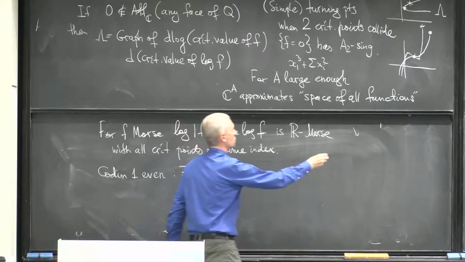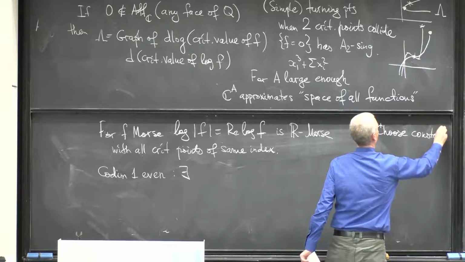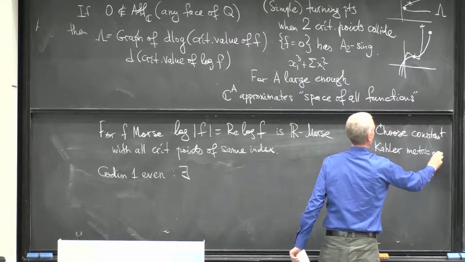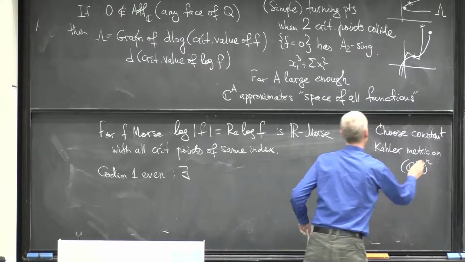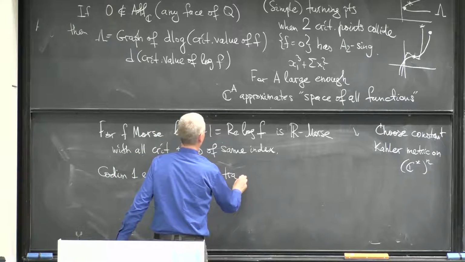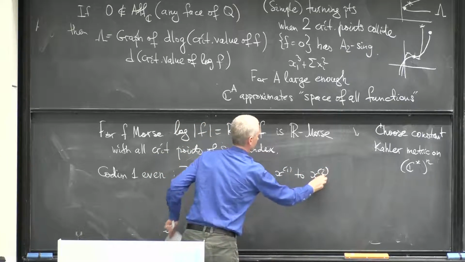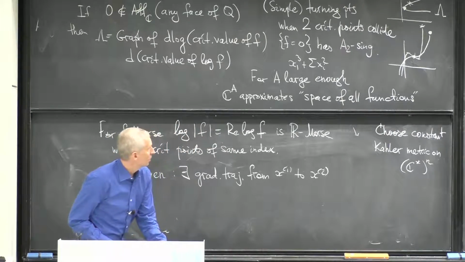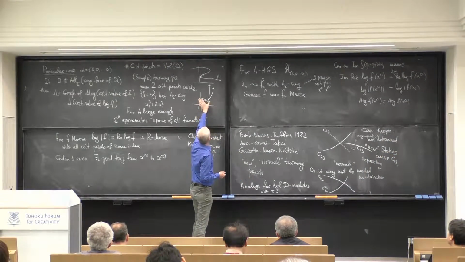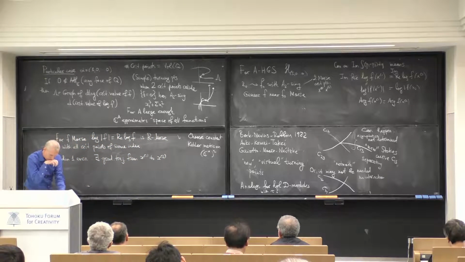So for this we choose a constant Kähler metric on C star to n. Then we have a gradient flow. This is a gradient trajectory from x1 to x2. So basically, we can say that the Stokes wall corresponds to such ways of unfolding this point. There is a gradient trajectory of the logarithm of the absolute value of f.